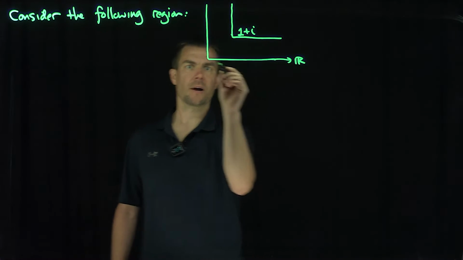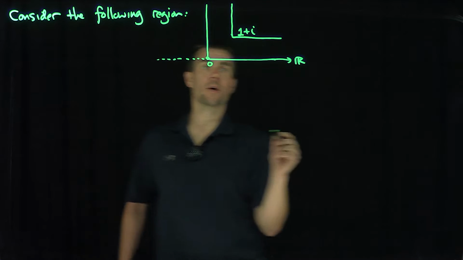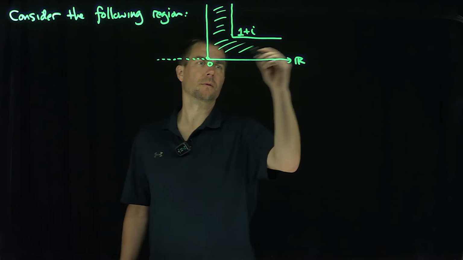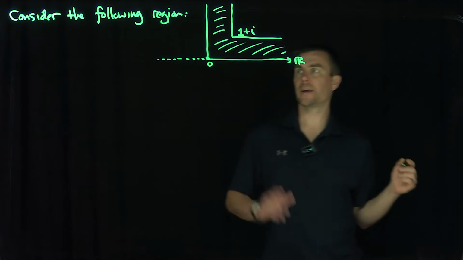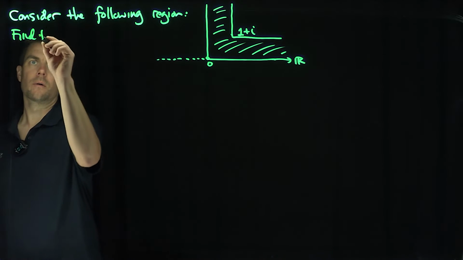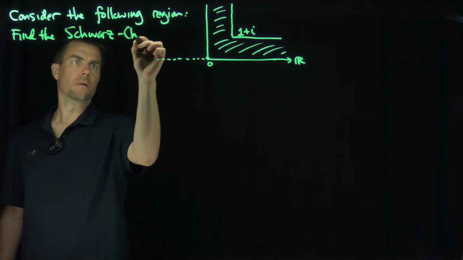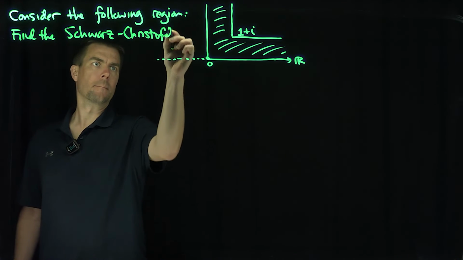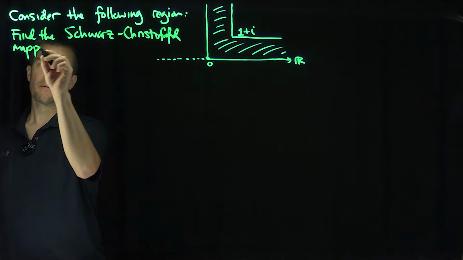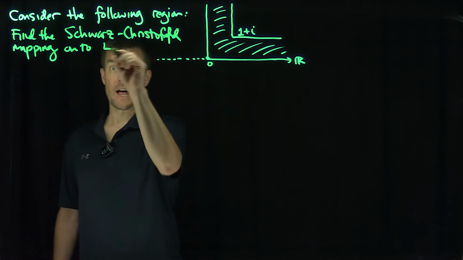That's the real line, right? That's going to be 0. And there's where we are. So this is our L-shaped region, right? And then we have like a fluid in this region, right? And I want to find the Schwarz-Christoffel mapping onto this region. Let's call this region L.